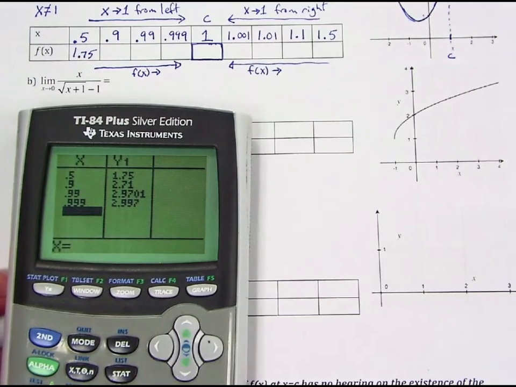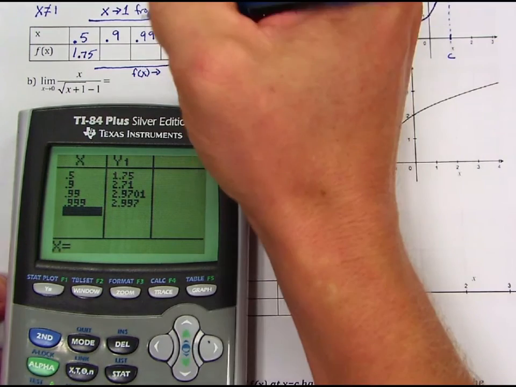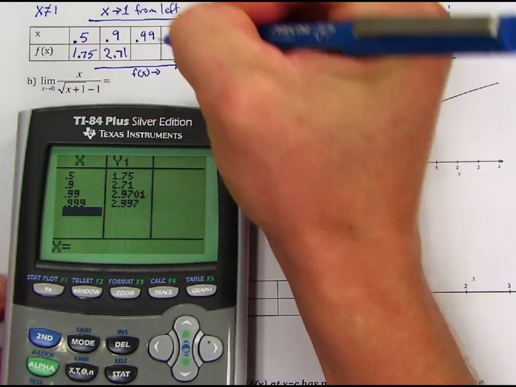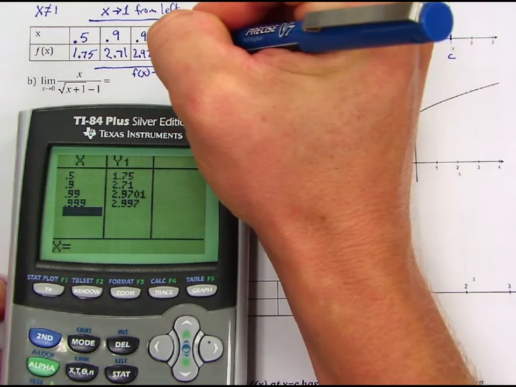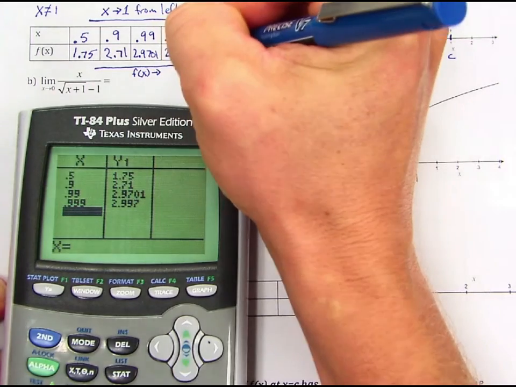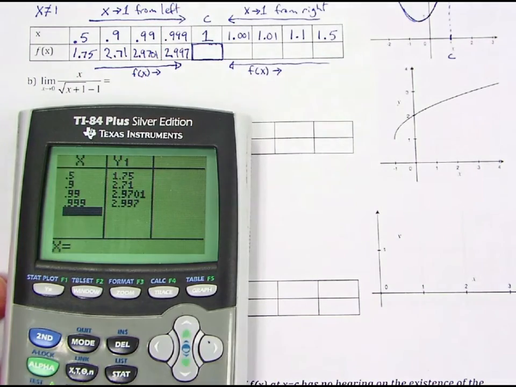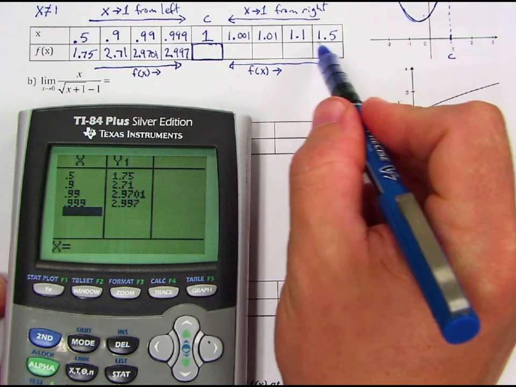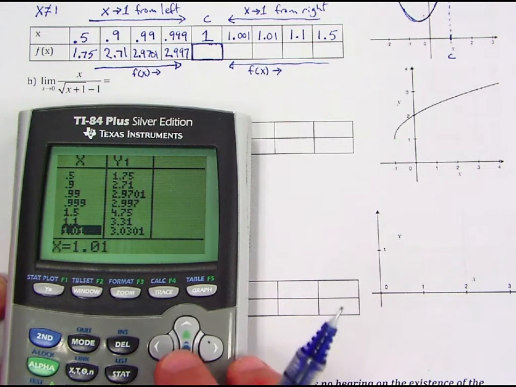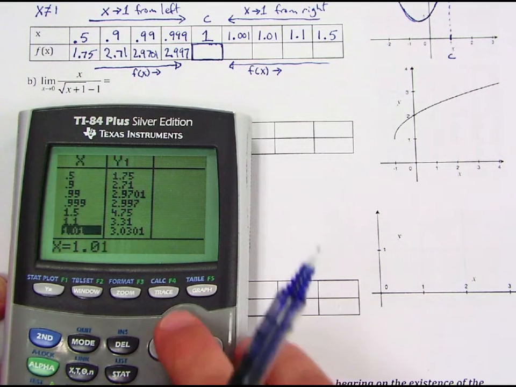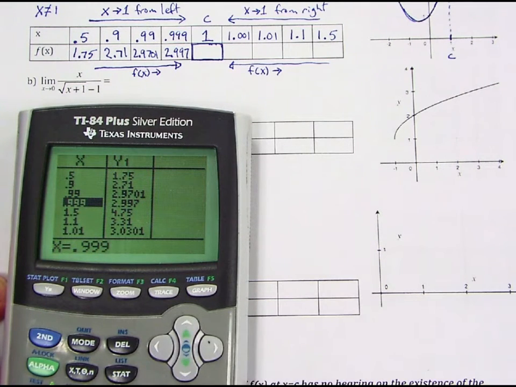1.75, 2.71, 2.9701, and 2.997. Okay, now let's go ahead and try it from the right side. So 1.5, 1.1, 1.01, and that's all it gives us there. So you're going to have to go up and replace another one.